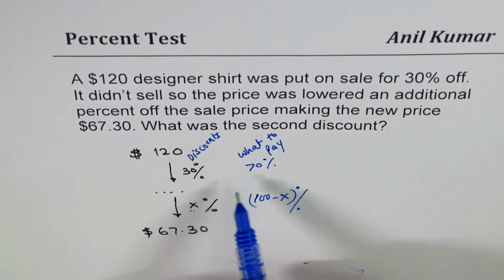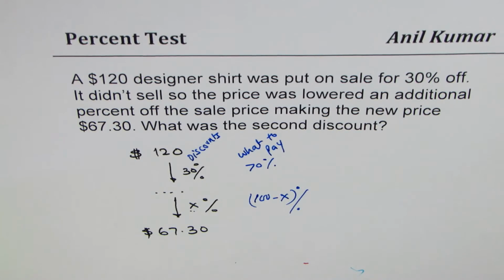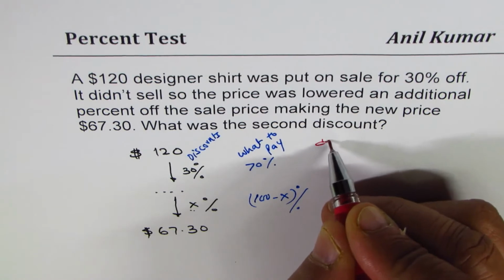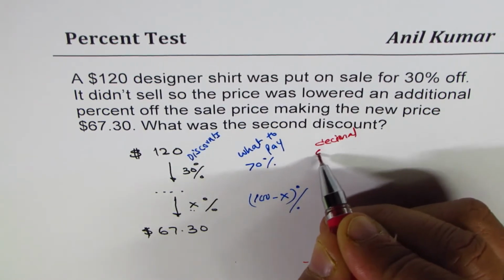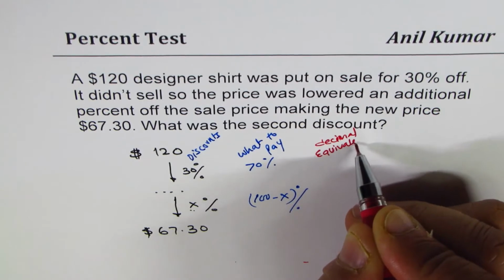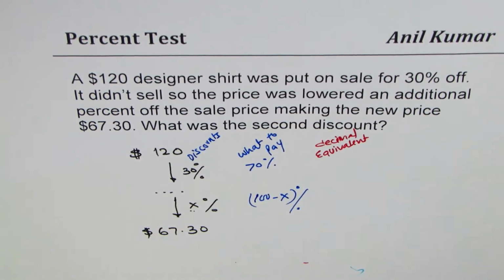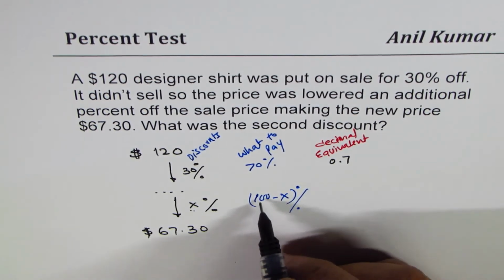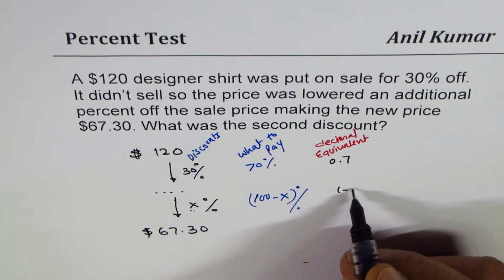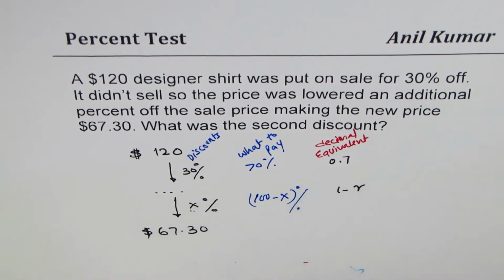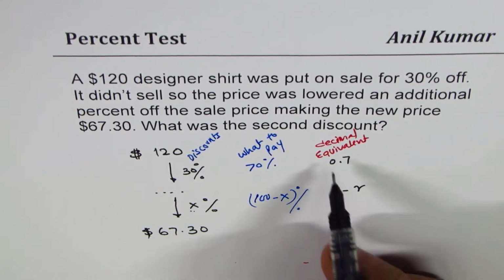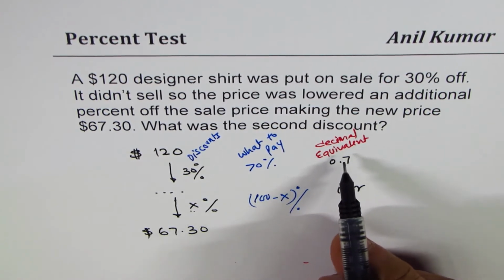And normally, when we work on these percent problems, we always write these values not in percent, but in decimals. So let me write the decimal equivalent here. The decimal equivalent for 70% is 0.7, and this is 1 minus X percent, you can say. We'll convert this into percent later. So that becomes our payment to be made.